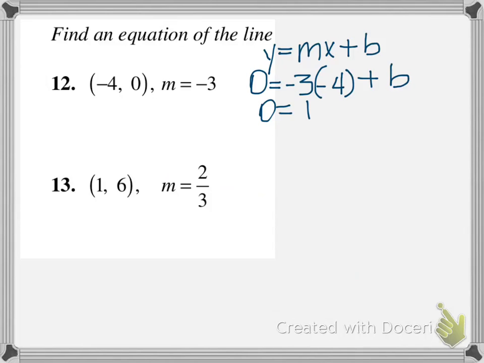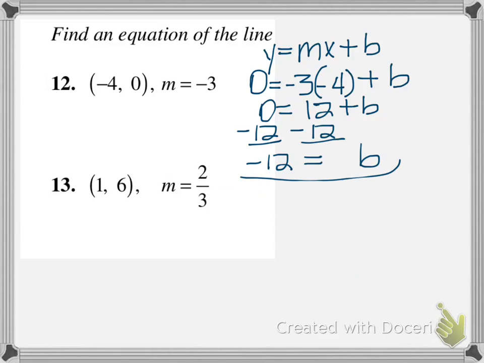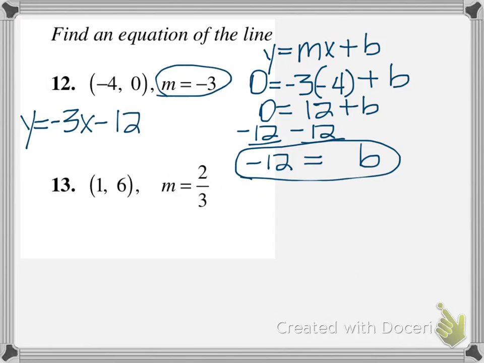Negative 3 times negative 4 is 12. Solve for b. So b is negative 12. Now I have b and I have m, so I can write an equation in slope-intercept form. So y equals negative 3x minus 12 is my slope-intercept equation. I had to actually find the missing piece before I could write an equation.